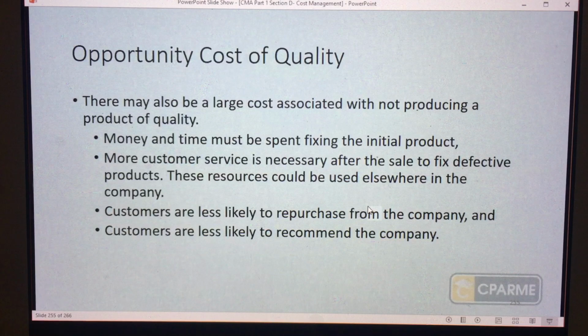Yan. Opportunity cost of quality, these are large costs associated with not producing a product of quality. So ang sinasabi niya kasi dito, money and time must be spent fixing your initial product, and necessary after sales, to fix yung defective products. And instead of being able to use sana those resources that are used in after sales to other more lucrative, or more contributing sa ating contribution margin sana the product, ginagamit natin siya instead to fix something that is defective.